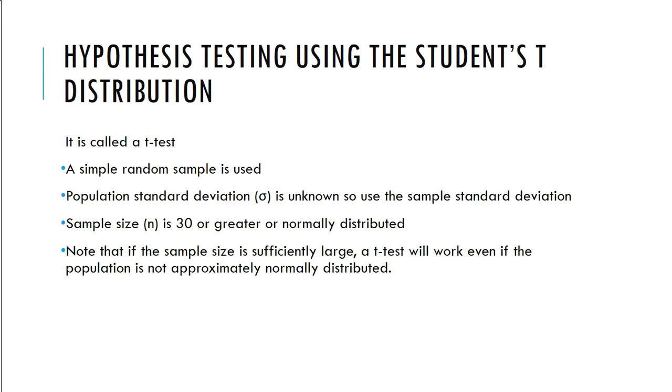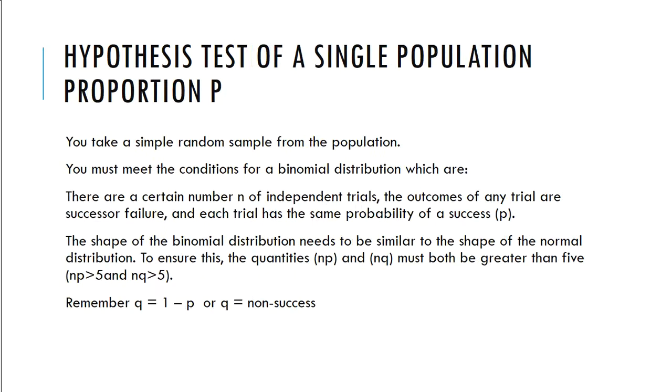To use the student t-distribution, it's called a t-test. A simple random sample has to be used. The population standard deviation is not known. The sample size is 30 or greater or normally distributed. Note that if a sample size is sufficiently large, a t-test will work even if the population is not normal. But we're talking massive sample sizes, like 2, 3, or 4,000 or greater.